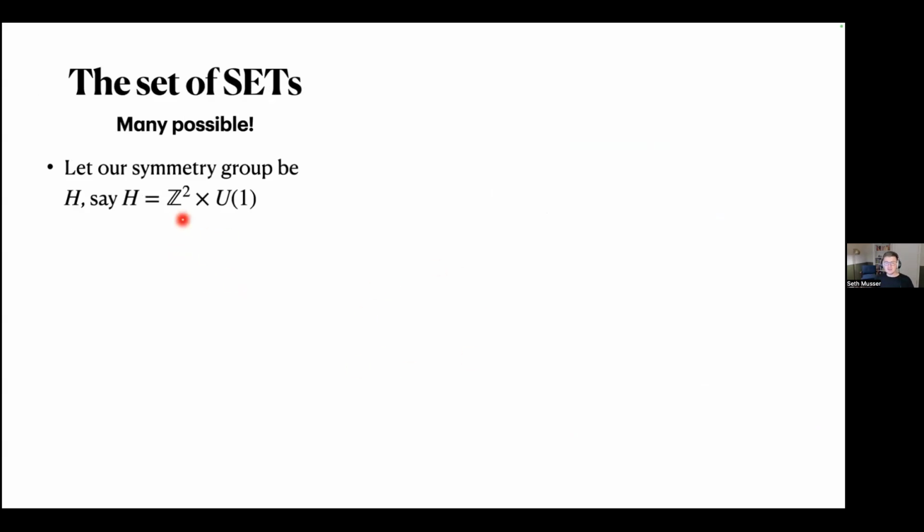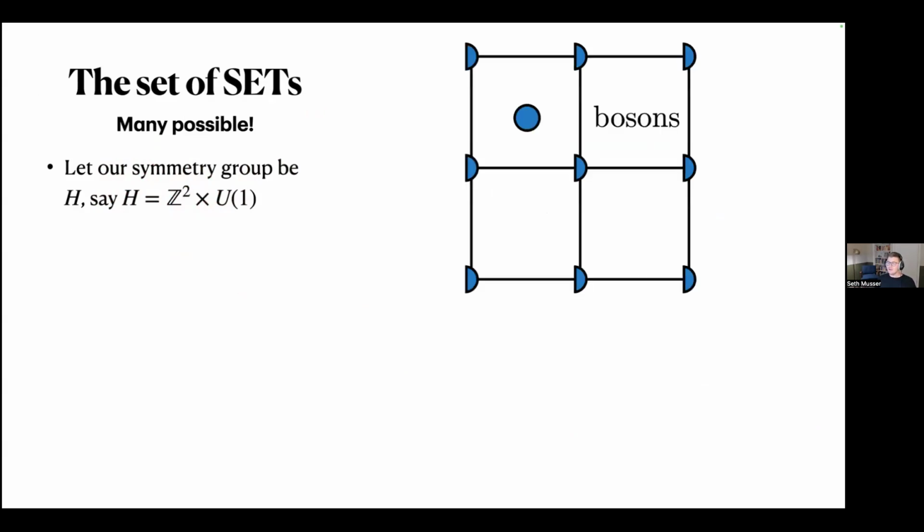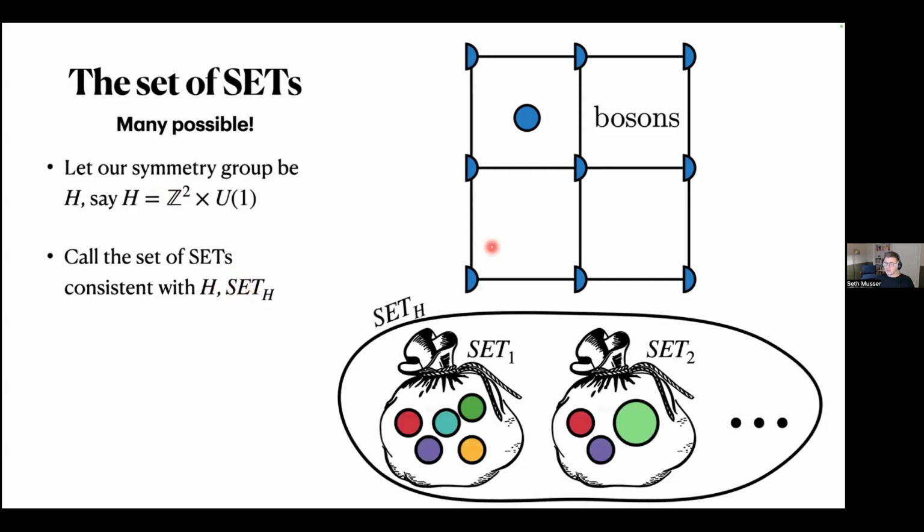So let's again say that our symmetry group is H. Let's say that H is translation and U(1), because we've been thinking about those symmetries a lot. And let's say also that we're at half filling. So I'll put up our bosons with the background anyons on every site. And I want to define the set of all SETs which are consistent with this symmetry group as well as the filling constraint. I'll call that SET sub H.